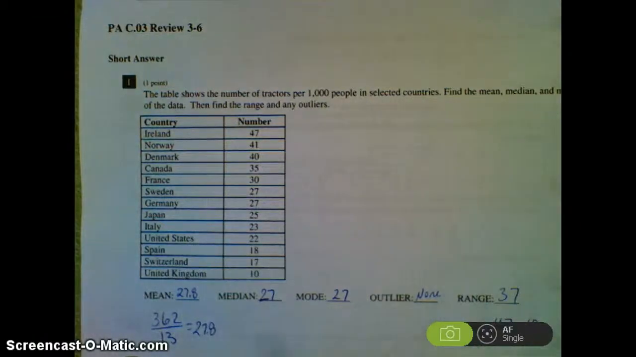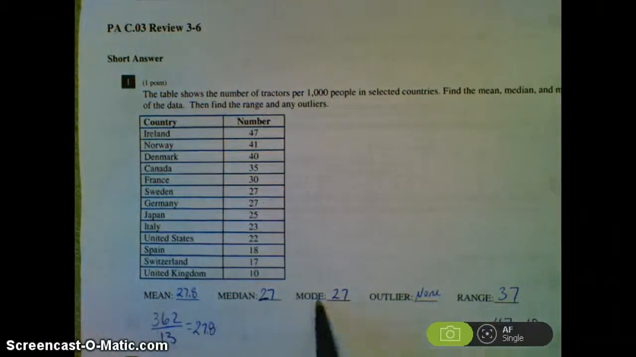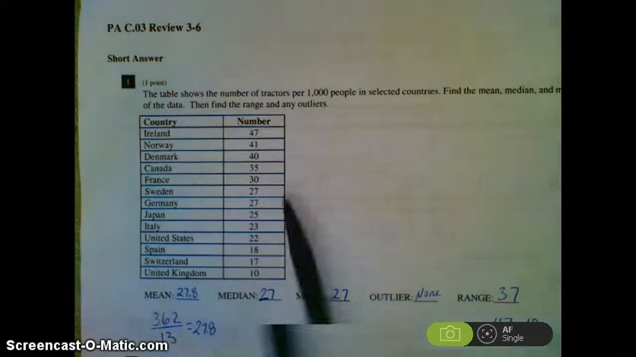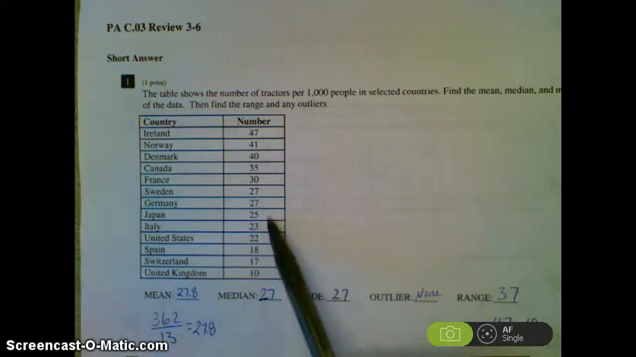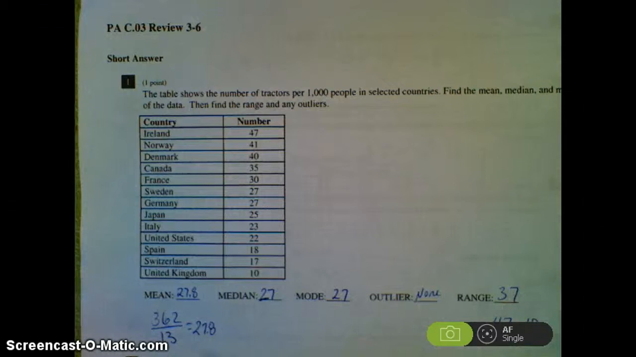Now, in this problem we had to find the mean, median, mode, an outlier, and the range. The mean, I added all of these up. I got 362. I divided by the number of values. There are 13 of them. And then I got 27.8.